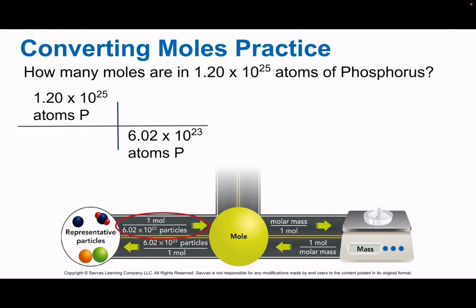That goes on bottom this time. And on top, that would equate to 1 mole of phosphorus. Feel free to pause and calculate to practice. The answer that we get is 19.9 moles of phosphorus.